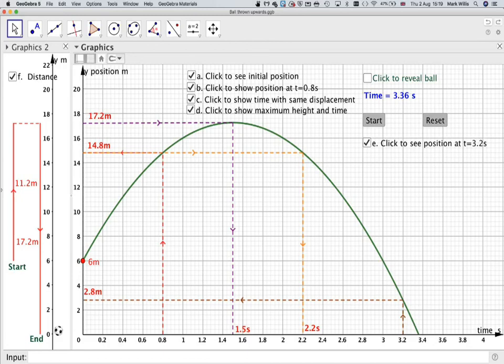So this has been a video to explain the motion of a ball thrown upwards, looking at two quantities, displacement and distance. Remember, displacement is a vector quantity and distance is a scalar quantity. I hope you've understood, and I thank you very much for watching.